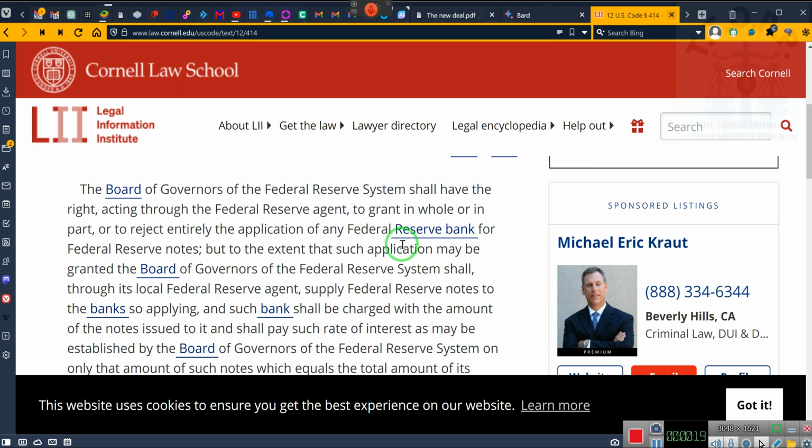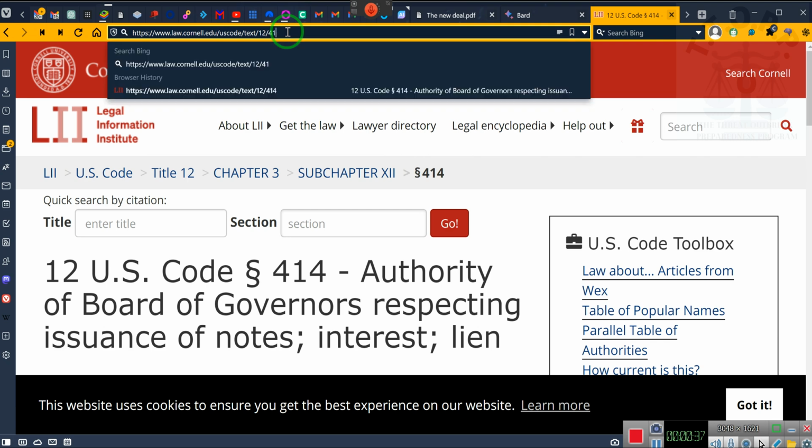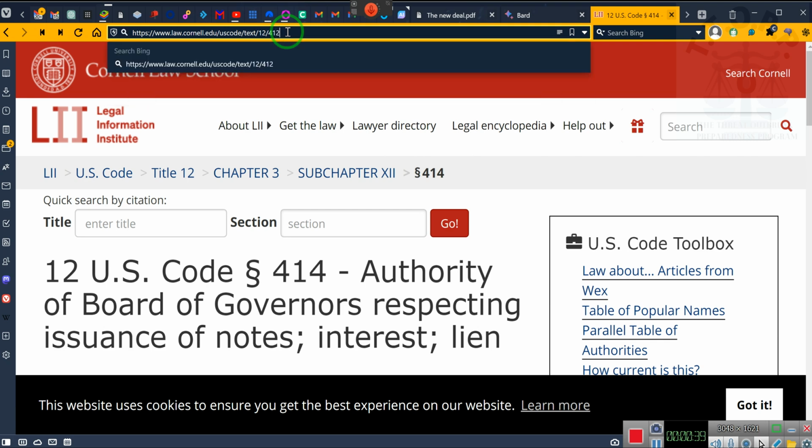I keep telling you guys that my job was to solve the puzzle for you, but I couldn't give you all of the pieces at one time because that wouldn't be fair. So the first thing we're going to do, this is section 414 of Title 12. Pay attention. 12 USC 414. We're going to go to 412 first because you guys need to know what's going on.